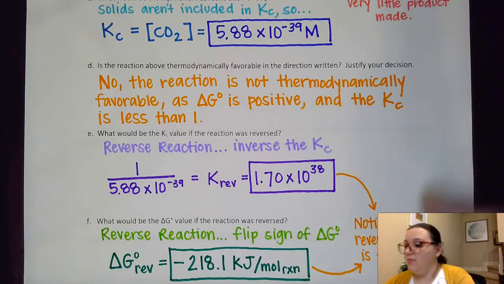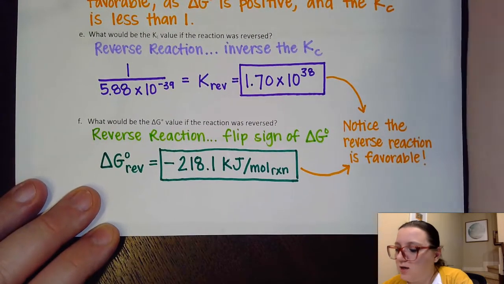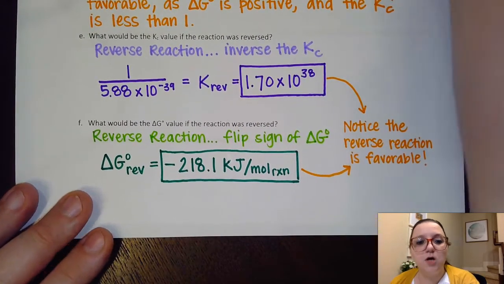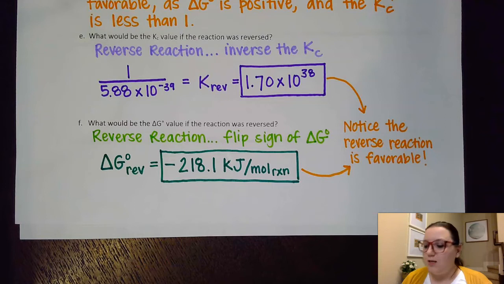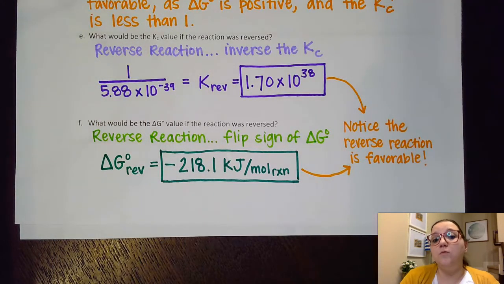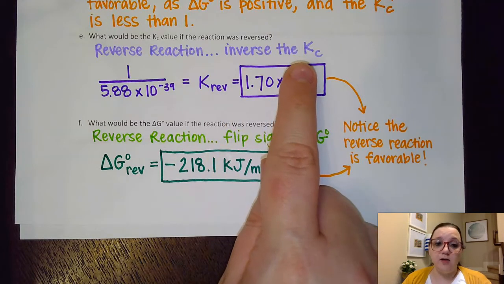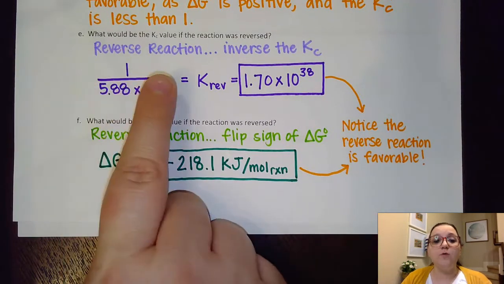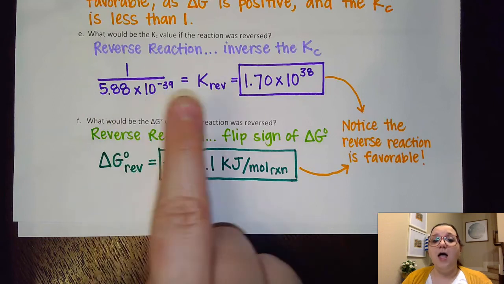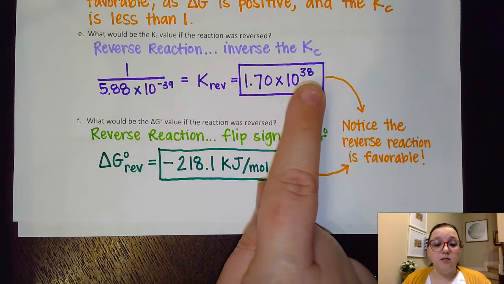All right, now these last two questions here are kind of a throwback to some things that we've talked about previously. On E, it asks, what would be the Kc value if the reaction was reversed? Well, remember, when I reverse a reaction, what that will do is it will invert the Kc value. I'll do 1 over the Kc value. And that will end up getting us 1.70 times 10 to the 38th.